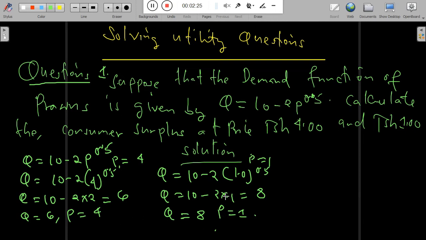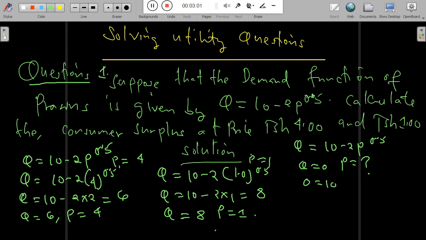Now, after doing so, we need to find a new price and a new quantity that will be used to draw our consumer surplus graph. We take the demand function, which is (10 minus 2p) raised to the power of 0.5. We let Q equal 0 and find the price. So 0 is equal to (10 minus 2p).